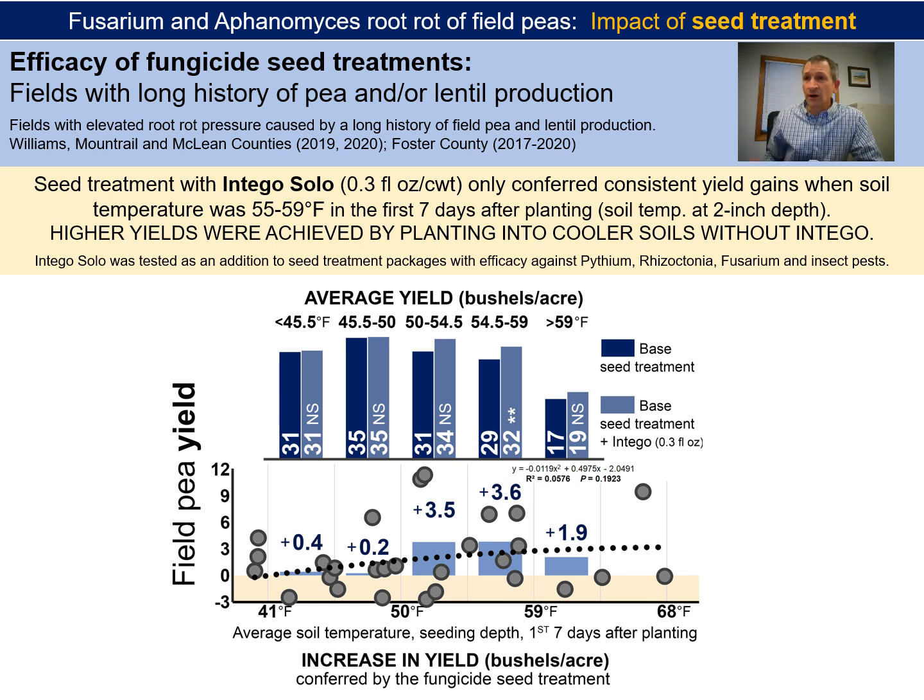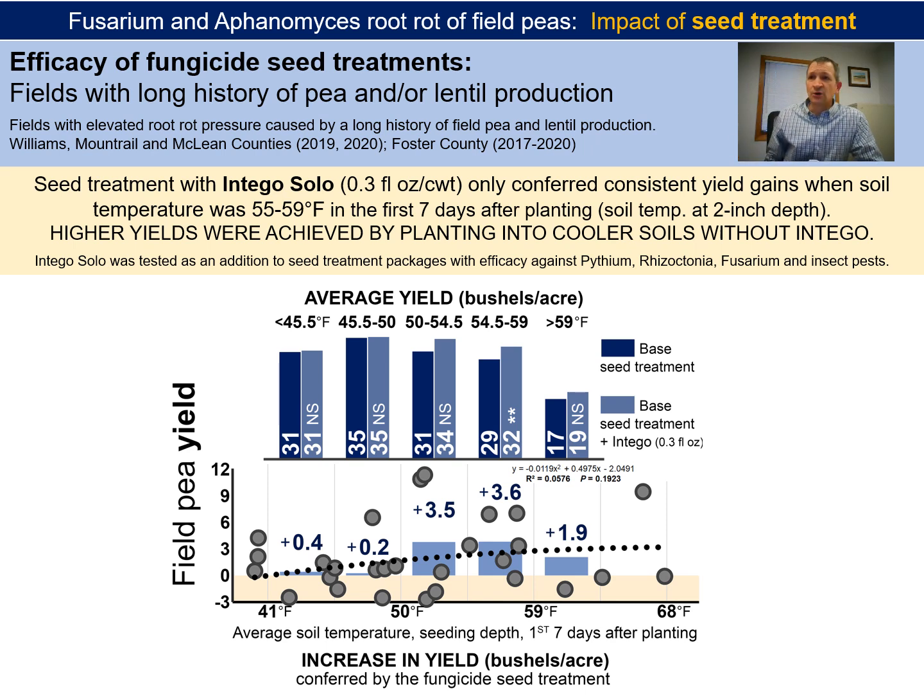And you don't want to apply above 0.4 because it's known to be a bit phytotoxic above 0.4 fluid ounces per hundredweight. Okay, so we tested this as an addition to either Obvious or Evergol Energy. And so the data you'll see here is a base seed treatment. This is either Evergol Energy or Obvious versus that base seed treatment plus Intego Solo, plus ethoboxam.